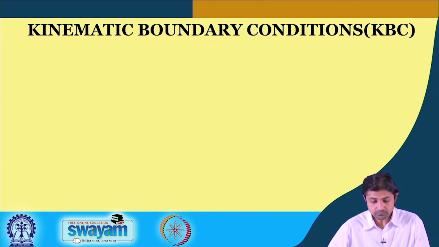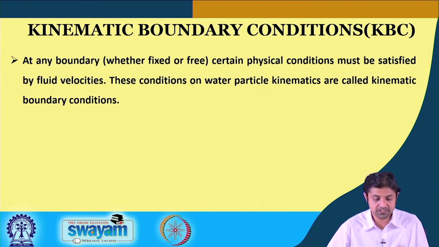So, one important property is kinematic. We are talking about boundary conditions. So one of the important properties is called the kinematic boundary condition. Alright, what is our KBC? At any boundary, whether fixed or free, certain physical conditions must be satisfied for fluid velocities, and these conditions on water particle kinematics are called the kinematic boundary condition.